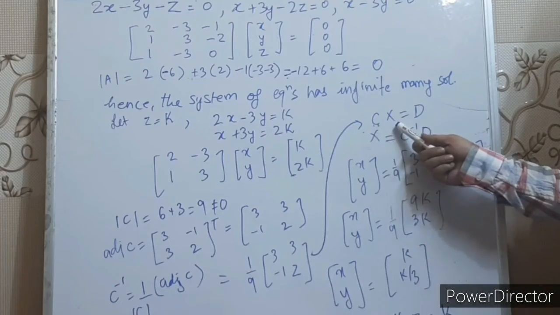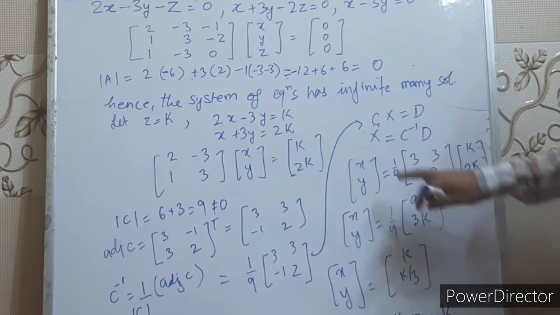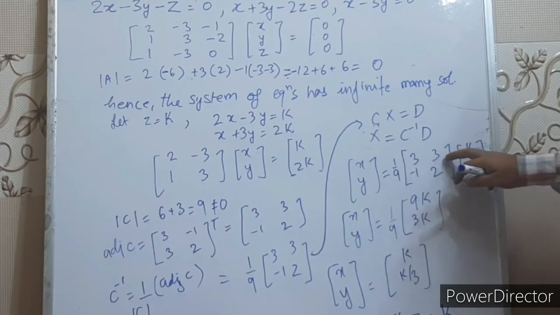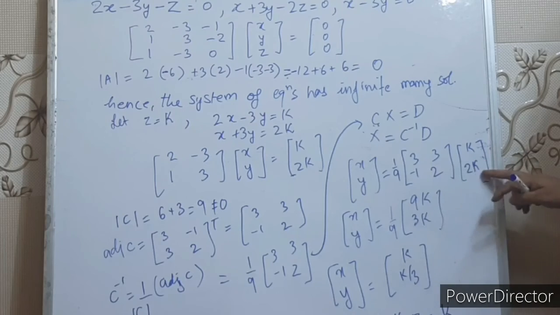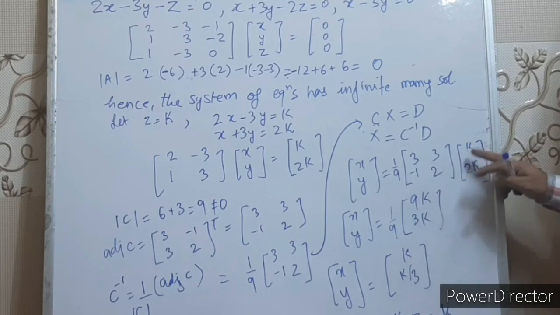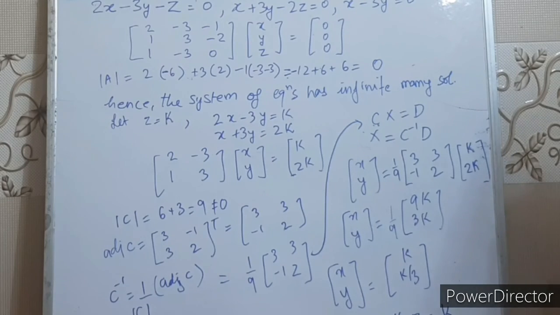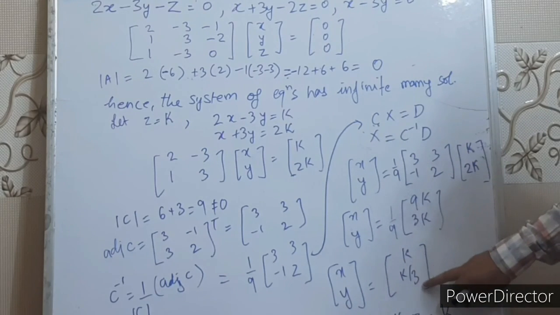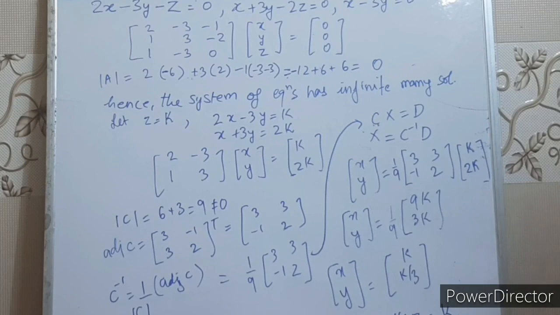And we know that when Cx equals D, then by Martin's rule, we can say that X equals C inverse D. Now X is x and y. C inverse is 1 by 9, 3, 3, minus 1, 2. And D is K and 2K. When you multiply these two matrices, what will we get? 3 into K, 3K and 6K, that will be 9K, minus K plus 4K, that will be 3K. Right children? We multiply 1 by 9 to these terms, what will we get? K and K by 3. That means when Z is K, X equals K and Y equals K by 3. Right children? Where K is any number. Please note down.